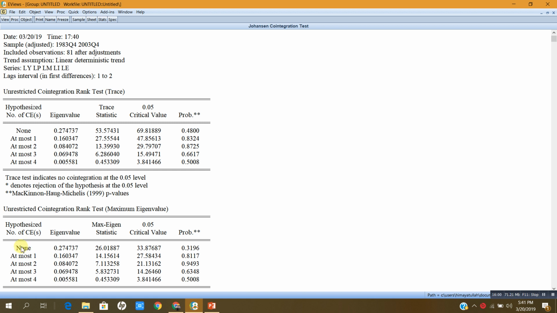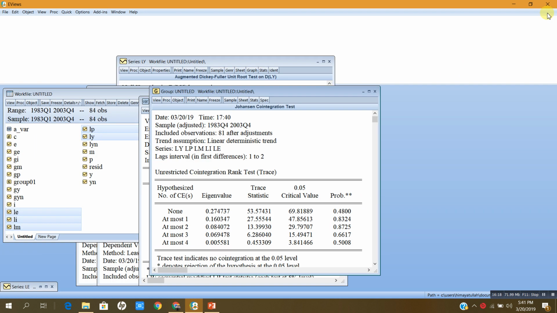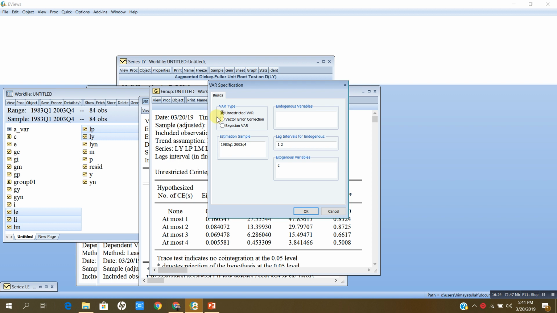So when there is no cointegration, then I am not going to estimate the vector error correction mechanism. Instead, I am going to estimate the VAR model. So quick and VAR, and here I will keep it unrestricted VAR, and now I will write here my variables ly, lp, lm, li and le.